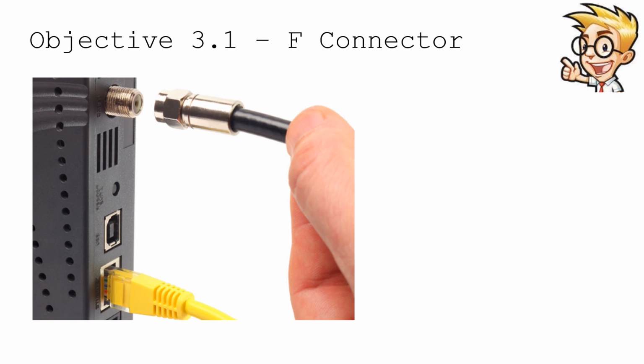Here's the view from the back of a cable modem. We have a male F connector connecting to the female side of the F connector. It screws onto the connection with these threads, and that keeps it in place so that it can't easily be removed from the cable modem.